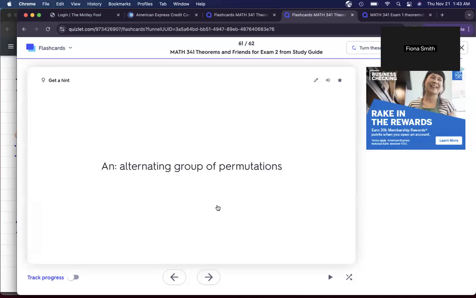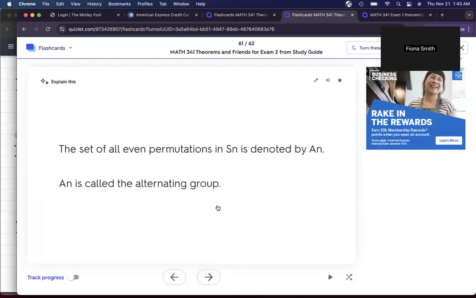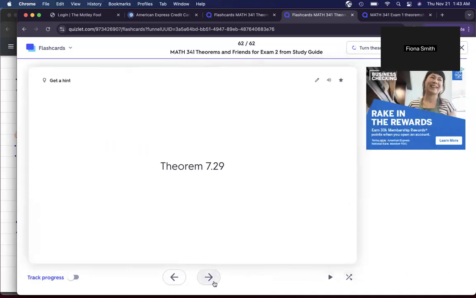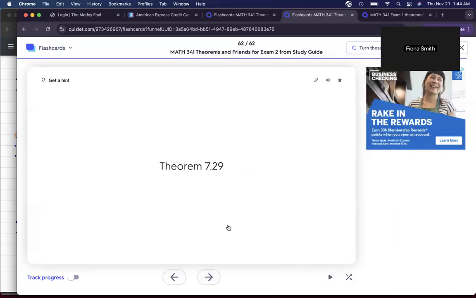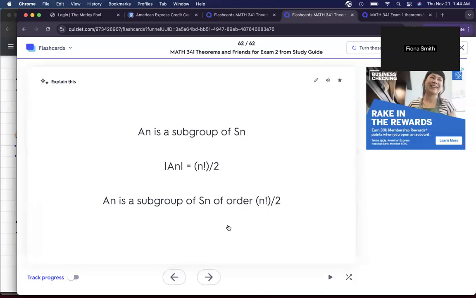The alternating group of permutations, we denote that as An. That's the set of all even permutations in Sn. So nothing crazy here, An is just grouping together into one set all of the even permutations in Sn. Theorem 7.29 actually says An is a subgroup of Sn of order n factorial divided by 2. But at the top of this card, I split it up into those two important things.